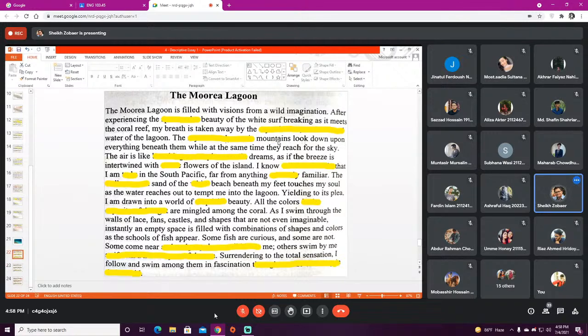The mountains. What kind of mountains? Looks like we have an opportunity to add information, add descriptive detail. The mountains look down upon everything beneath the sky and they reach for the sky. So again, what kind of mountain? Exotic. How exotic, or what kind of exotic? The mysteriously exotic. Not just exotic, but mysteriously exotic. So a great example of how to add more descriptive detail.